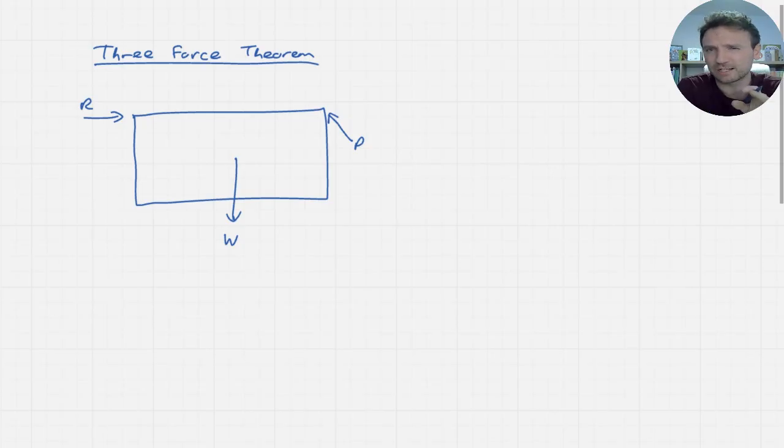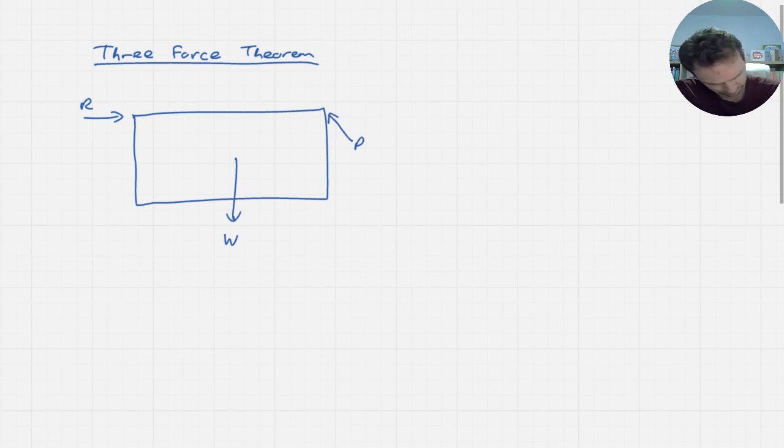Now, I'm going to claim that we know for certain this can't be an equilibrium here, regardless of the values of P, R, and W, at least if my diagram's anything like accurate. Now, the reason for that is that if something's in equilibrium, then yes, we know that the total moment is zero. But if something's in equilibrium, the total moment's zero regardless of the point we take moments about. And if we pick a point to take moments about that the lines of action of two of the forces go through, then we'll see what happens.